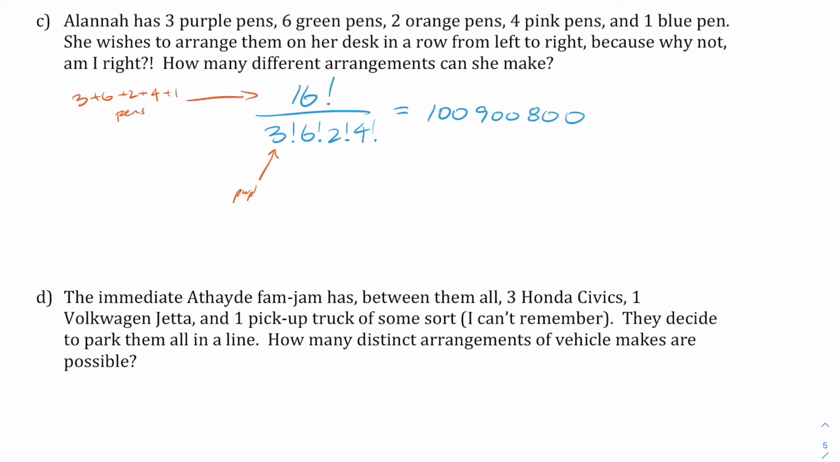And then this is because we have multiple purples and we have multiple greens. We have multiple orange ones and we have multiple pink ones. We don't have multiple blue ones, so I don't really care to write down my self-accounting for them. We don't need to show that we're dividing by 1 factorial.